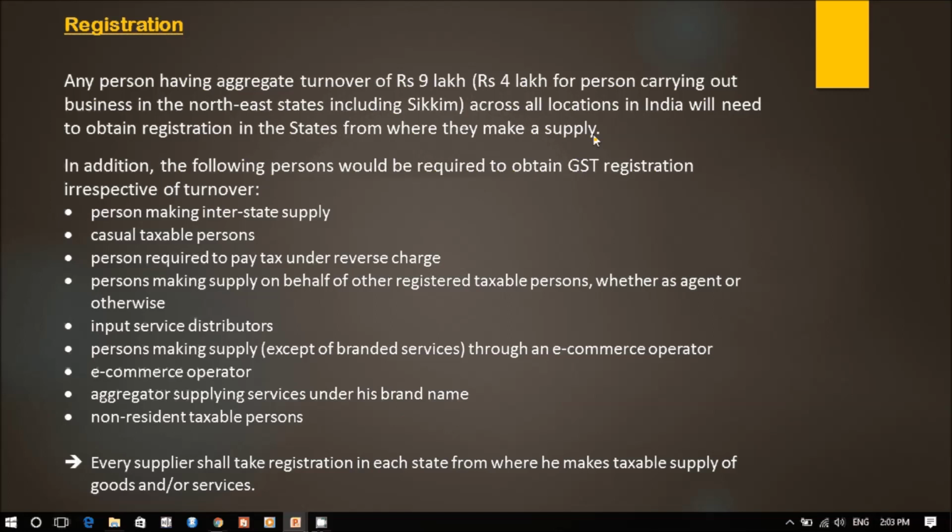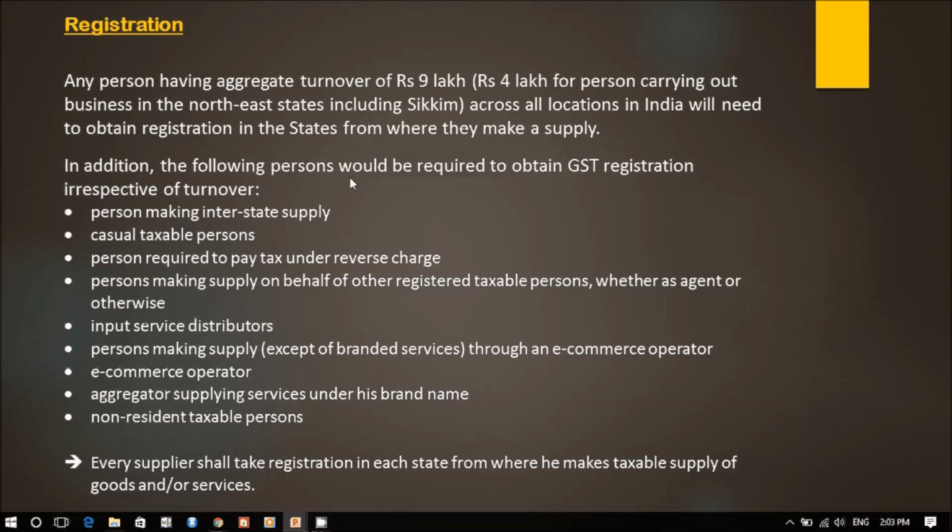I know a few companies have operations in almost all the states, and they have to take registration in each and every state. They have to file the return from each and every state, but this was necessary because there is a component of the SGST in the tax regime, so they have to take registration in each and every state.